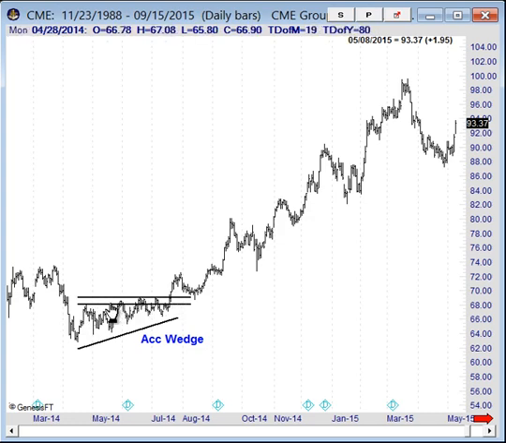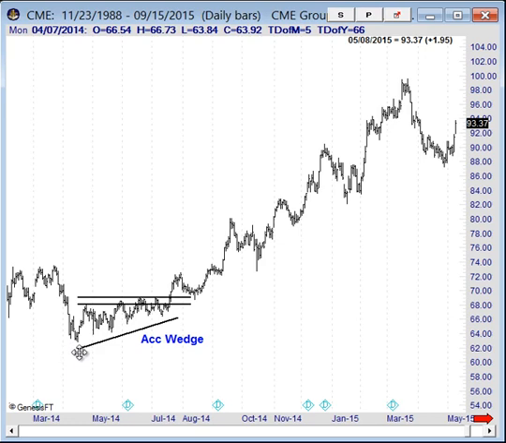Now, if we didn't have the double layered resistance band, it would simply be a barrier triangle or a rising wedge. It would certainly fit the description of many of the traditional chart patterns, but what makes it unique is the double layering on top. So this is the accumulation wedge, and we started working with this again last year, working with the CME Group.